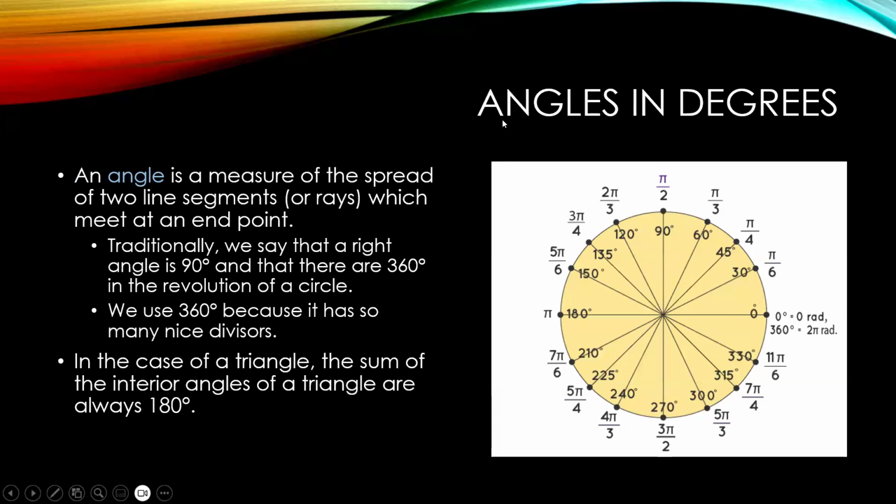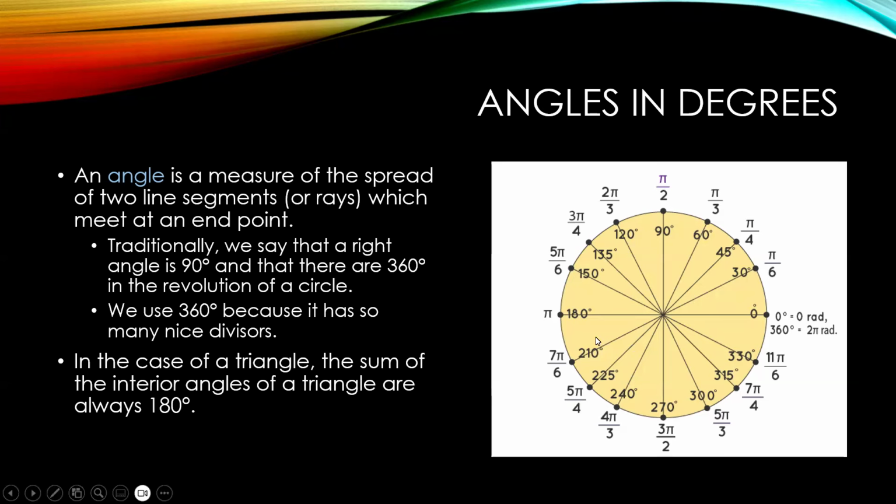And so to begin with, we have angles in degrees. And so an angle is a measure of the spread of two line segments, or rays, which meet at an endpoint. Traditionally, we say that a right angle is 90 degrees and that there are 360 degrees in a revolution of a circle. We use 360 because it is divisible by a lot of things. In the case of a triangle, the sum of the interior angles of a triangle are always 180 degrees.